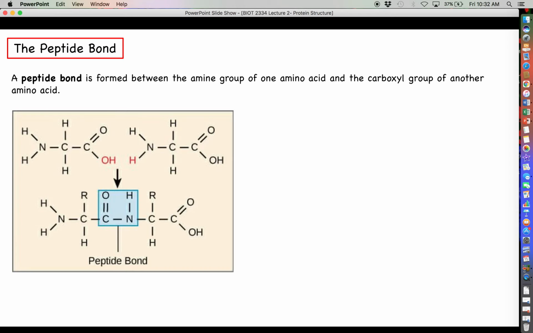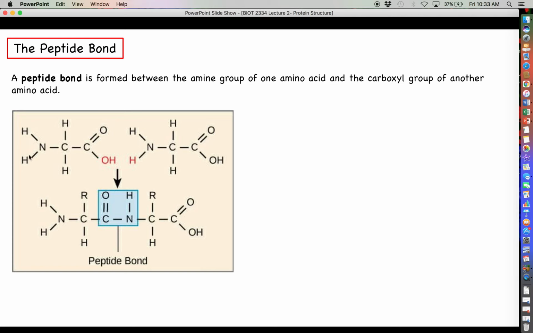So as we said, when you are joining amino acids together, you are utilizing the process of dehydration synthesis, which is going to be catalyzed by enzymes. The peptide bond is the name of the covalent bond that is forged between the two amino acids. And this happens between the amine group of one amino acid and the carboxyl group of another amino acid.